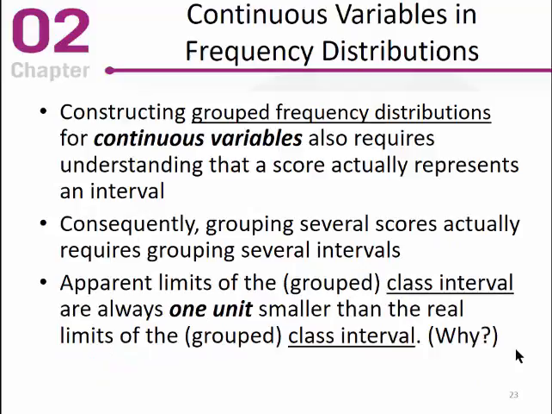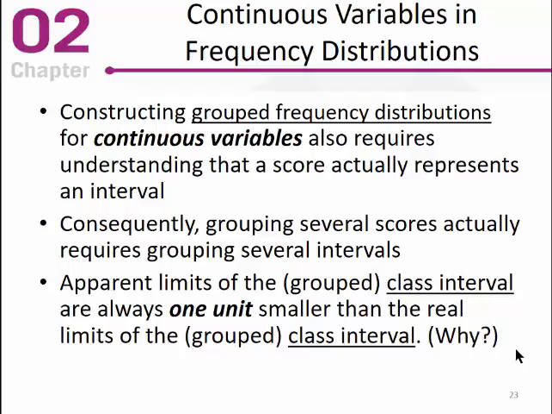Constructing grouped frequency distributions for continuous variables also requires an understanding that a score actually represents an interval. Consequently, grouping several scores actually requires grouping several intervals. And this is where the concepts of apparent and real limits come in. Apparent limits of the grouped class interval are always 1 unit smaller than the real limits of the grouped class interval. So why is this?